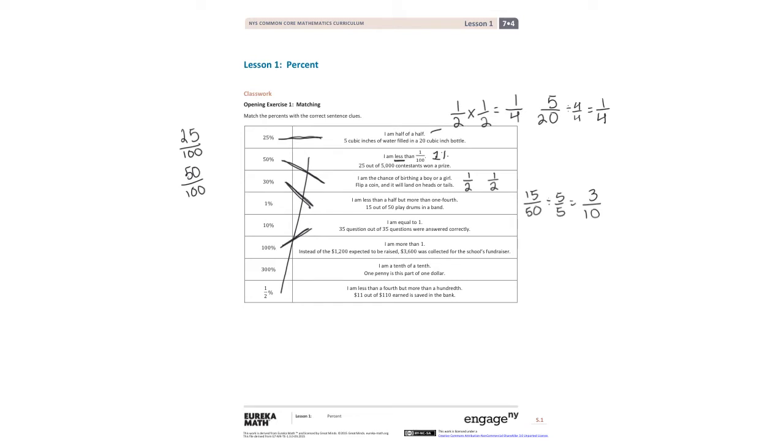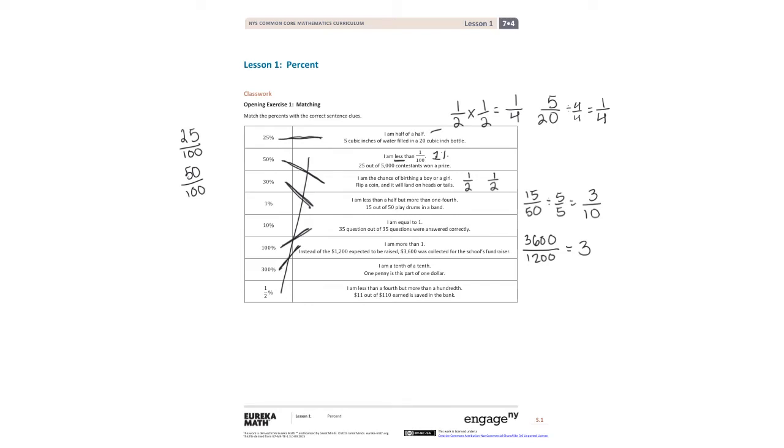This one says, I am more than 1. Instead of the 1,200 expected to be raised, 3,600 was collected for the school fundraiser. So 3,600 was collected when 1,200 was the expected. So the percentage here, if we took 3,600 and divided by 1,200, well, what is that going to give us? Well, it's going to give us 3. Now we need to match 3 to the percent. If 1 is equal to 100%, then 3 is equal to 300%. So we're going to go ahead and match that.